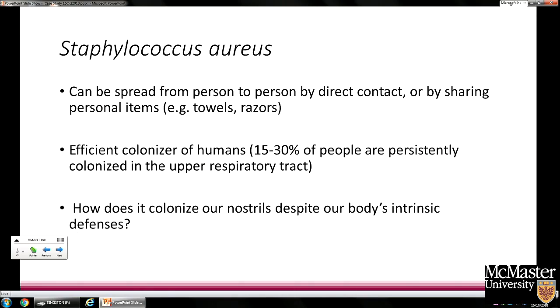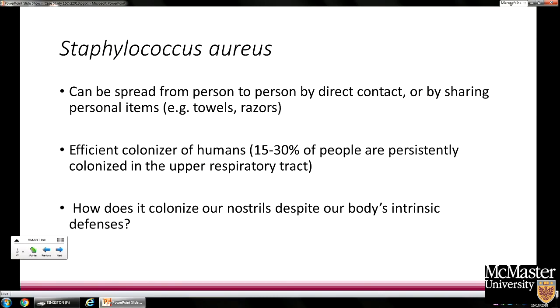Staph aureus can be spread from person to person very easily through direct contact or by sharing things like towels, razors, and bedding. For that reason, it's one of the most common hospital-acquired infections every year in the United States. It's a very efficient colonizer of humans. As I mentioned, 15 to 30% of people are persistently colonized in the upper respiratory tract, but this organism is also native to the urogenital tract in women as well as the gut microbiota.